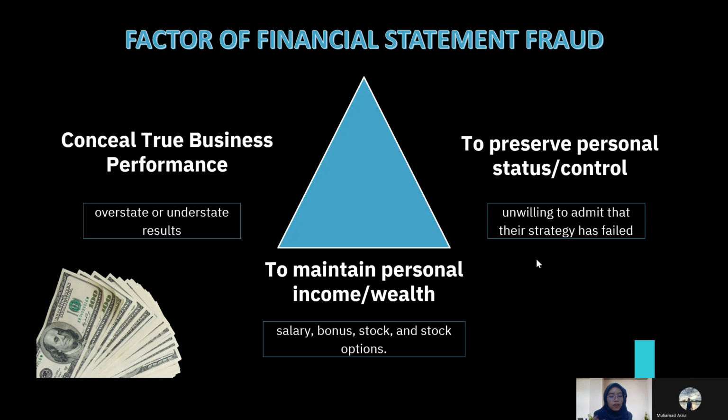And next is the factors of financial statement fraud. There are three factors: to conceal true business performance, to preserve personal status or control, and to maintain personal income or wealth. So senior managers, CEOs, CFOs, and business owners may manipulate the books for several key reasons, and these are the three. So first of all is to conceal true business performance. How they will overstate or understate the result.